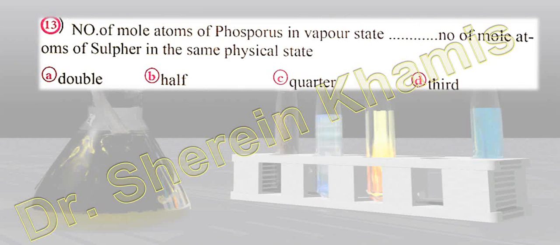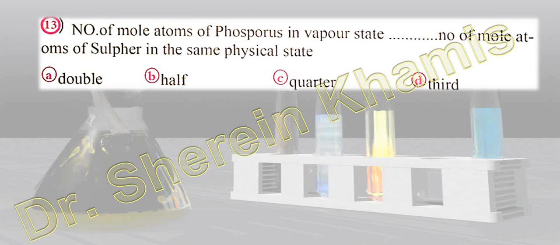Okay, we are going to question number 13. It asks about the number of moles of atoms of phosphorus in the vapor state compared to the number of moles of atoms of sulfur in the same physical state. Non-metal elements like these have different allotropes. What is the meaning of allotropes? They have different numbers of atoms in different physical states. Phosphorus is solid. If we take it in the vapor state, we collect a number of atoms together.